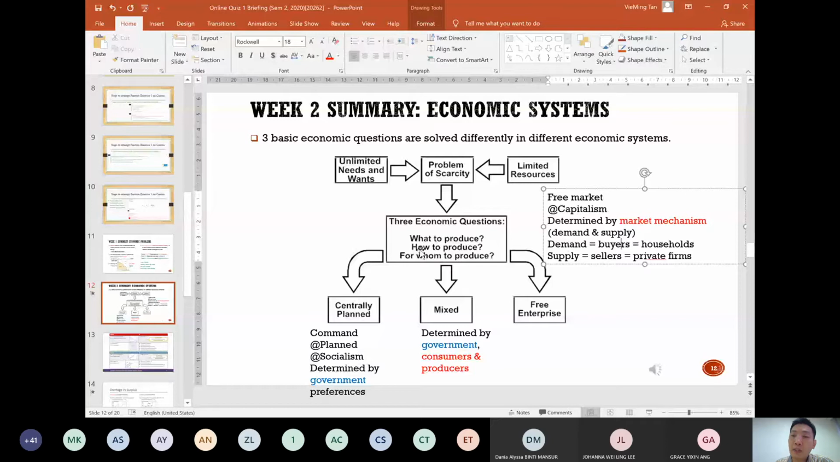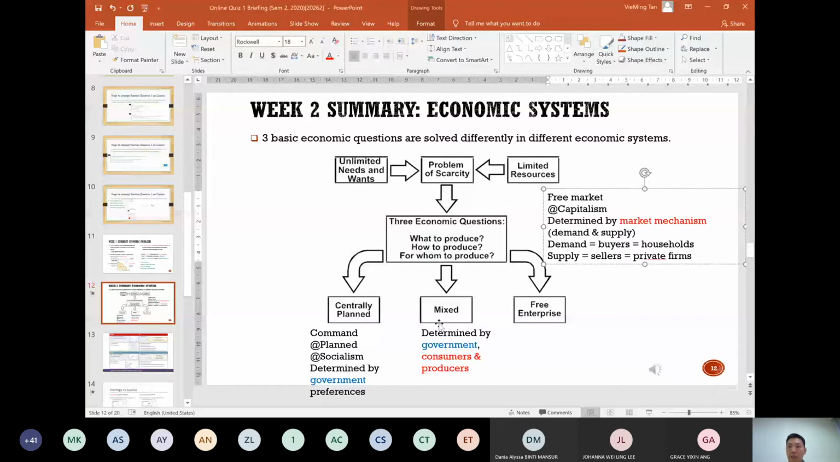For whom to produce? For whom to produce will be those who are able to pay, who can enjoy the products. The products are only produced for those who are able to pay. So that means people with low income or poor people will have less opportunity to enjoy the goods and services produced in the capitalism economic system. So this is the problem for capitalism.